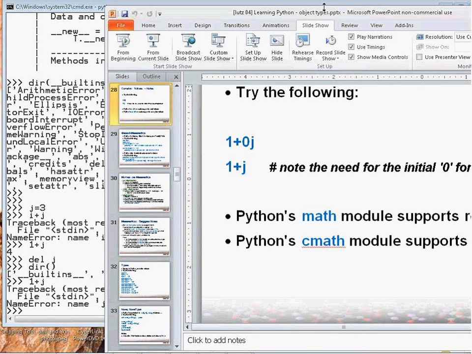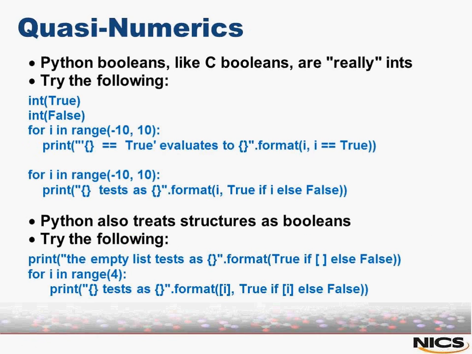Okay, so quasi-numerics. How does it see roots here? Booleans are really integers. I'd like you to try these particular ones, see what you get.